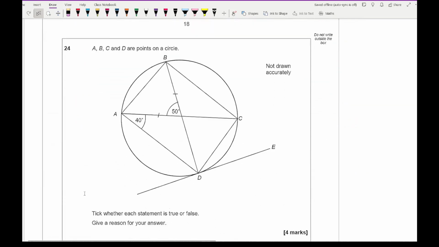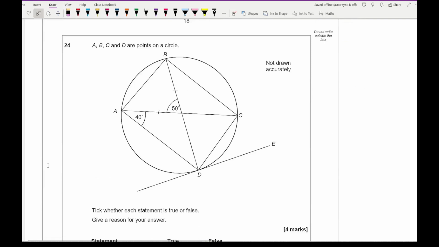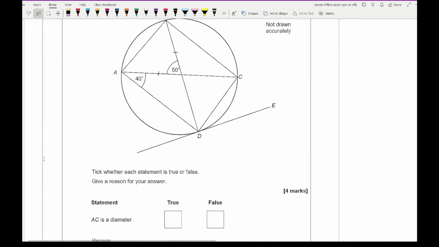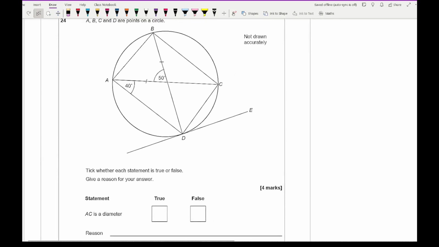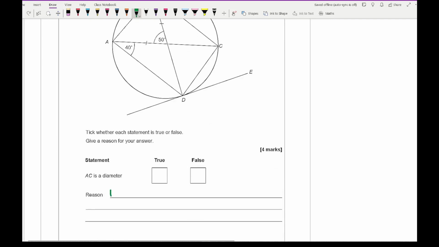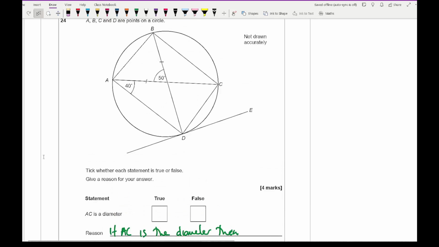We then move on to question 24. It says A, B, C, D are points on a circle. Tick whether each statement is true or false. So let's first of all work with this one. So it says AC is the diameter. We need to give our answer. So if AC is the diameter, then the opposite angle, which is ABC, should equal 90 degrees. So let's go about working out what that angle is going to be.